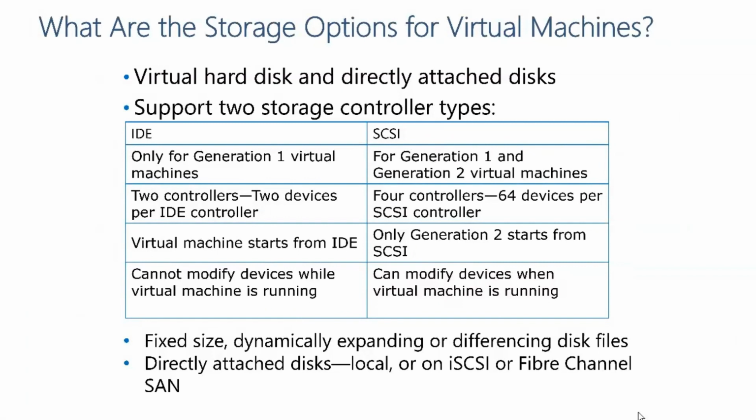It supports two types. We've got the IDE, which is a bit old, isn't it? That's the old physical type. If you remember the wired ribbon cables you used to plug into the hard drives, with master and slave, that's what the IDE is all about. As you can see, this is only for generation 1 virtual machines, the very basic old generation. You have two IDE controllers, just like in a real machine.